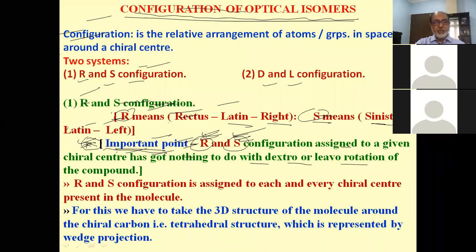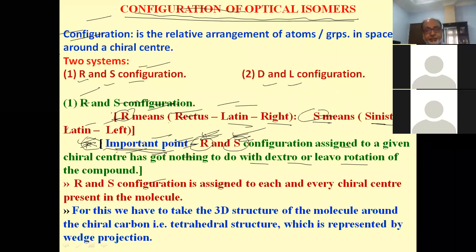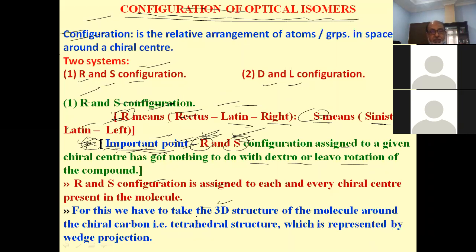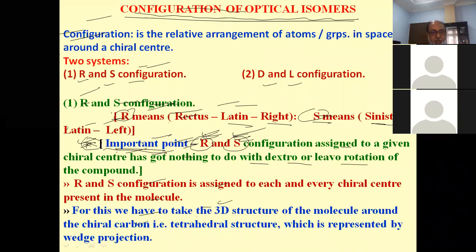And for this, we have to take the 3D structure of the molecule. 3D means 3-dimensional structure of the molecule around the chiral center, and that is tetrahedral structure, which is represented by wedge projection. Wedge projection more or less represents the 3D structure. So we'll use wedge projection to give this R and S configuration.